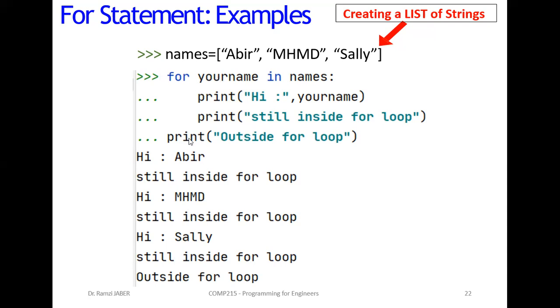When the for loop is false, we'll go to the next statement. This is called the next statement outside the for loop. So when it's true, go to another item, Muhammad. So your name equals Muhammad. Print hi Muhammad, still inside the for loop. Then plus 1, hi Sally, still inside the for loop. Plus 1, outside the list. So your name is null, so it's false. Go outside the for loop and implement the next step. The next step here will be the print outside the for loop.